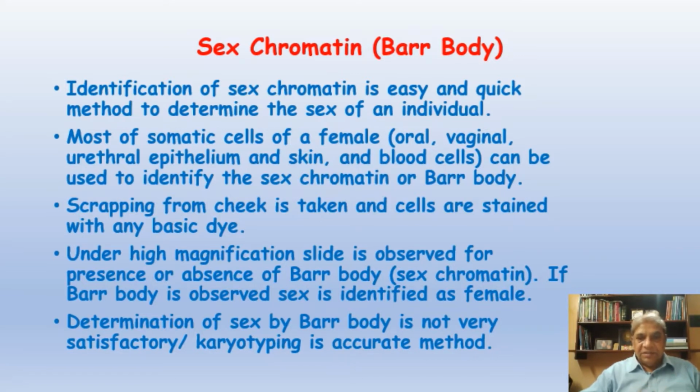Just let me read this. Most of the somatic cells of a female, and I have told you many times, all the cells of the body of various tissues except the sperm or ovum, are the somatic cells. Sperm and ovum are called gametes, which have a different genetic constitution.